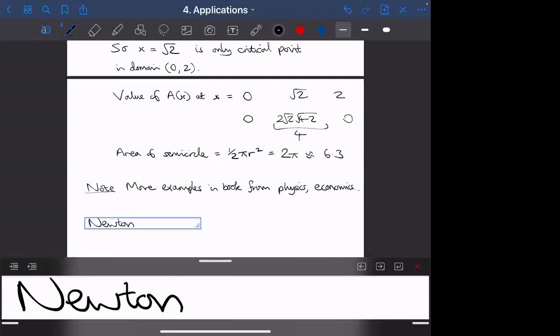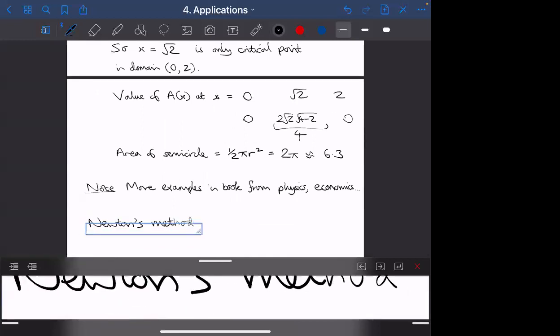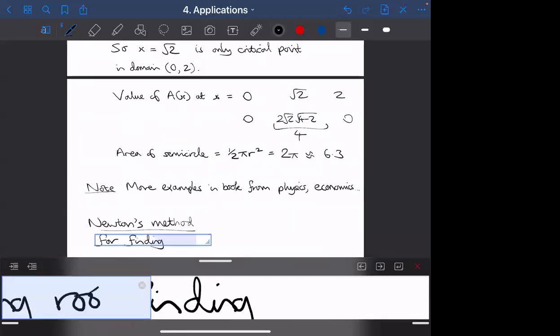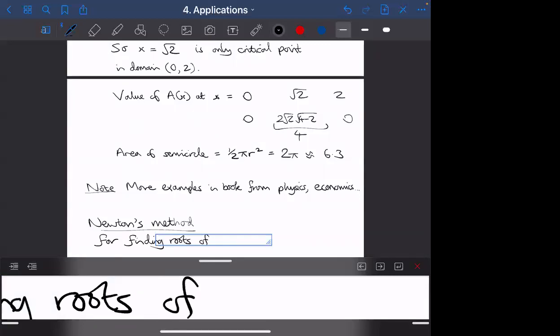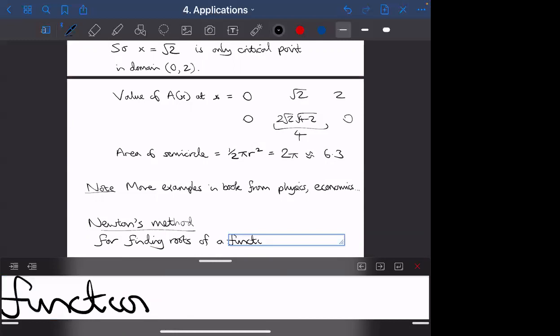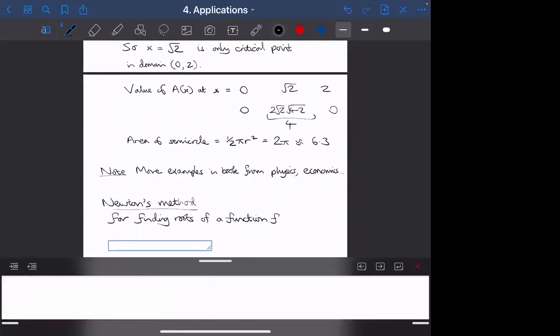Another application of derivatives. This is called Newton's method, and it's a method for finding roots of a function f. So idea.